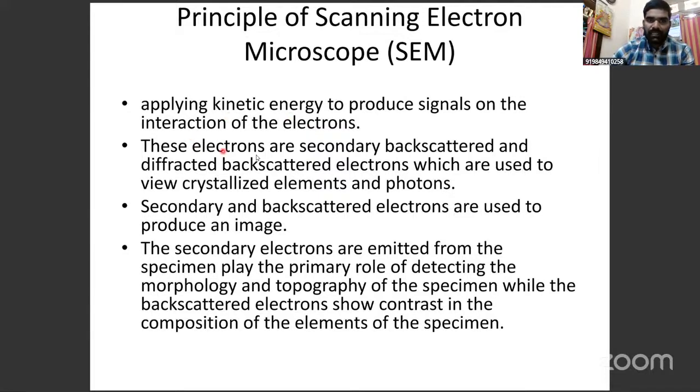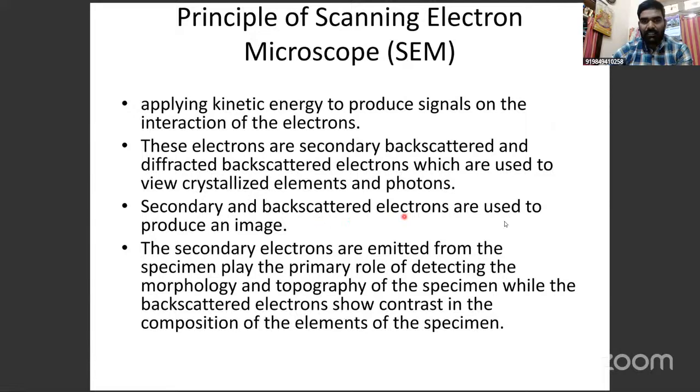These electrons are secondary, backscattered, and diffracted backscattered electrons, which are used to view crystallized elements, and photons. One is secondary, one is backscattered, one is diffracted backscattered, and the other is photons.